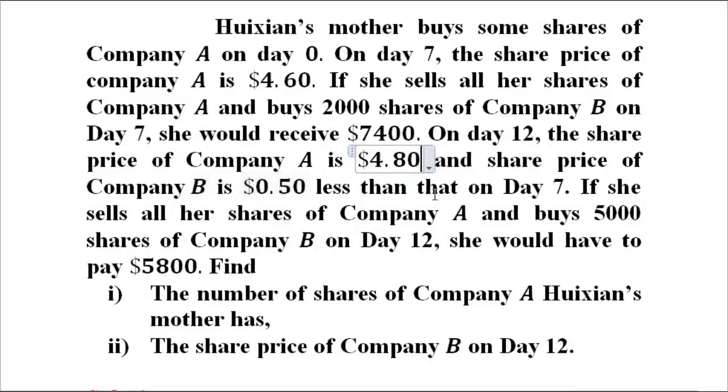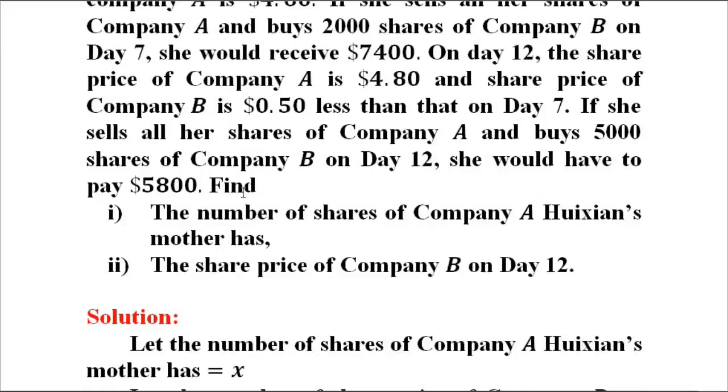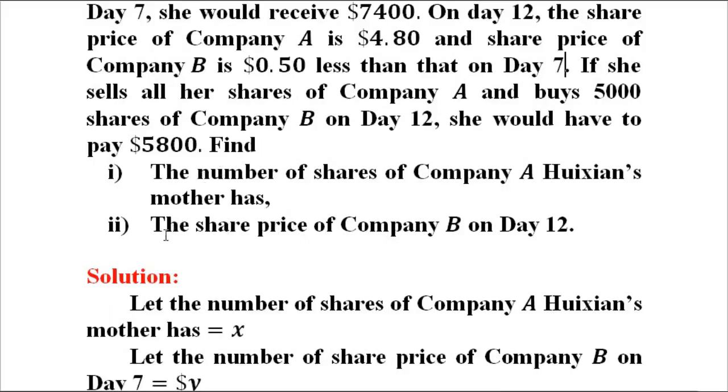On day 12, the share price of company A is $4.80 and the share price of company B is 50 cents less than that on day 7. If she sells all her shares of company A and buys 5,000 shares of company B on day 12, she would have to pay $5,800. Find the number of shares of company A Hyunjin's mother has. And in the second part, find the share price of company B on day 12.